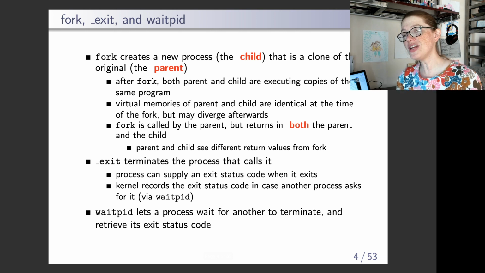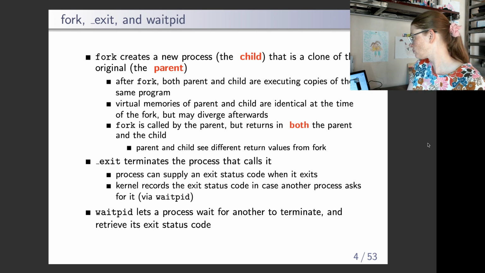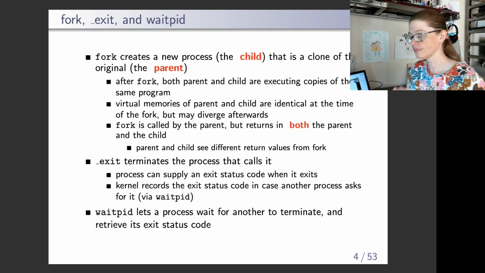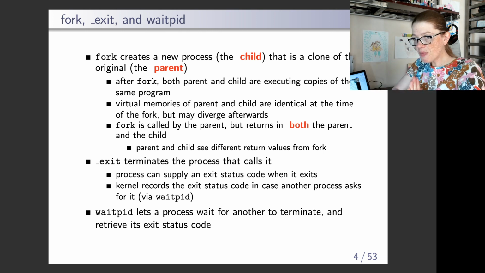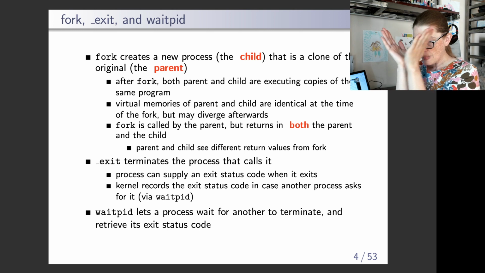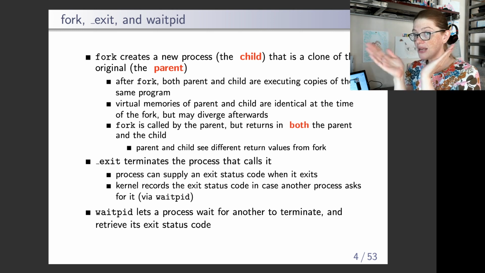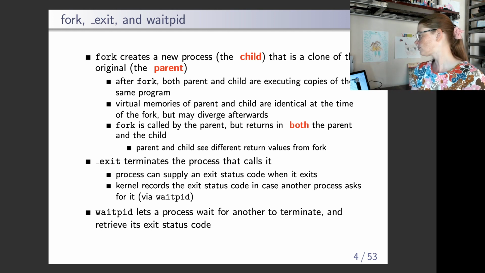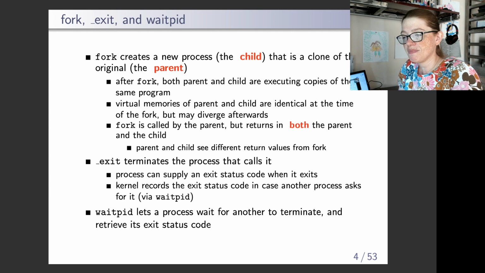But after the point of forking, if the child process goes and executes something else and changes stuff in its memory, that's not going to impact the parent, because from the point of the fork, they start out the same, but they are separate and they're not impacting each other anymore. Okay, so that's what fork does.